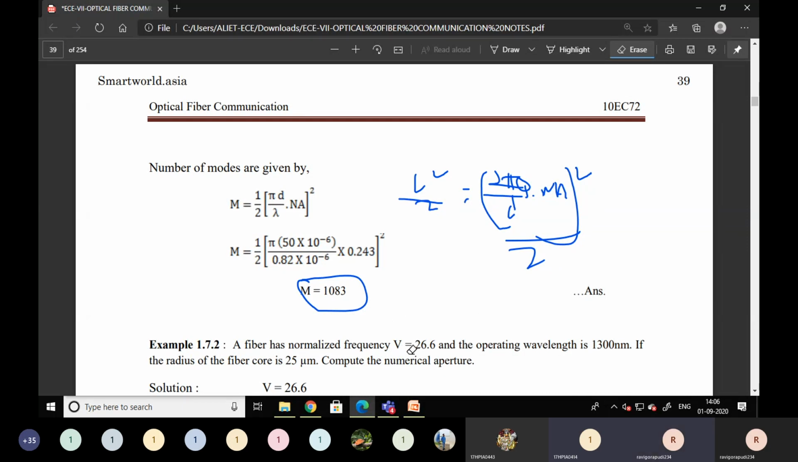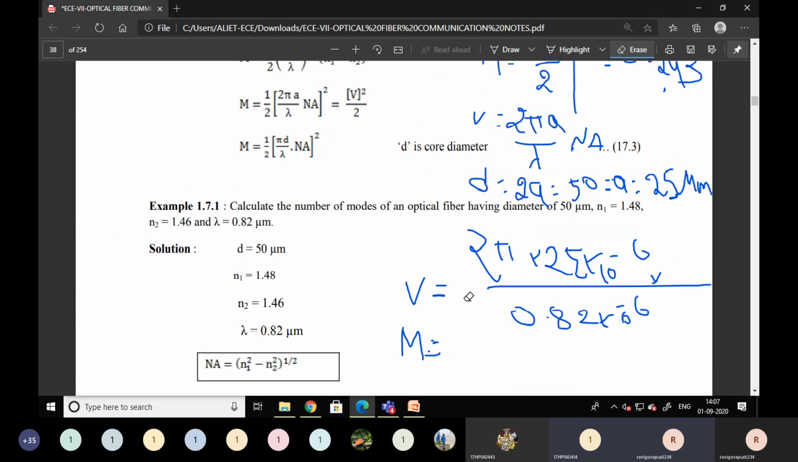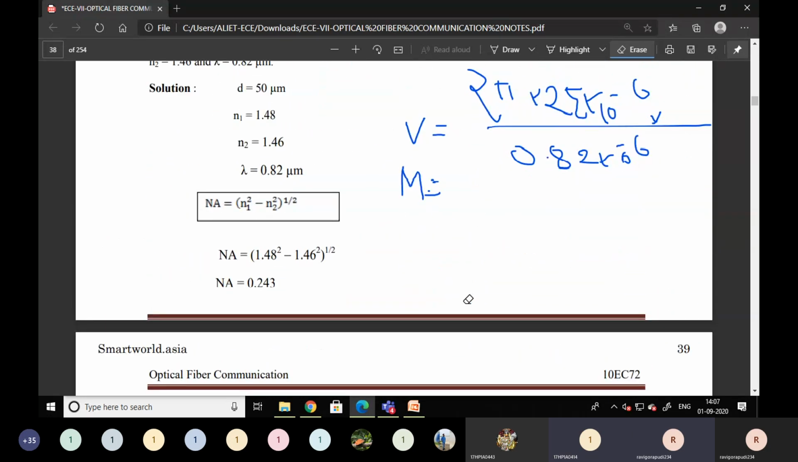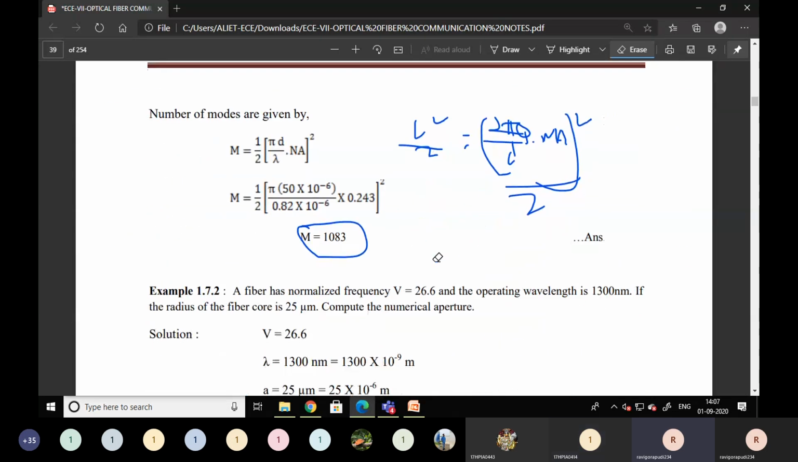Okay. So in the screen you can observe the M value, 1083. First of all, we have to find NA, substitute it in V number, and after getting V, substitute V in the number of modes formula. That is M is equal to V square by 2. Then you'll get 1083. This is one way. Another way you can do is using this formula.